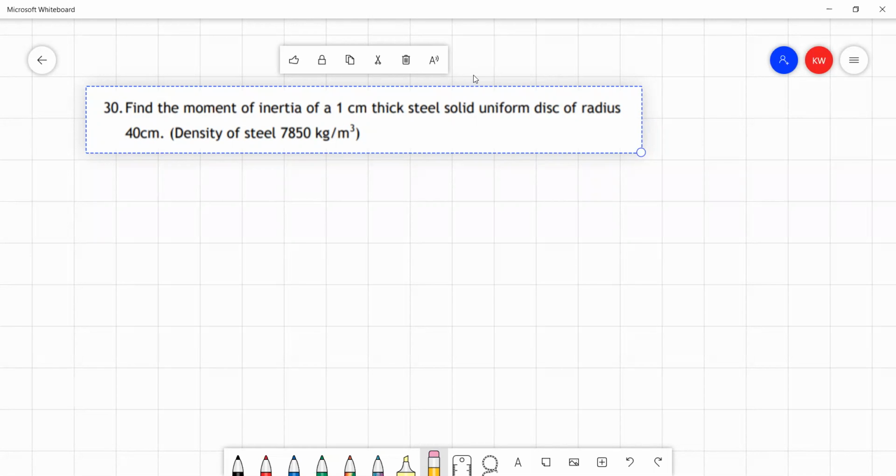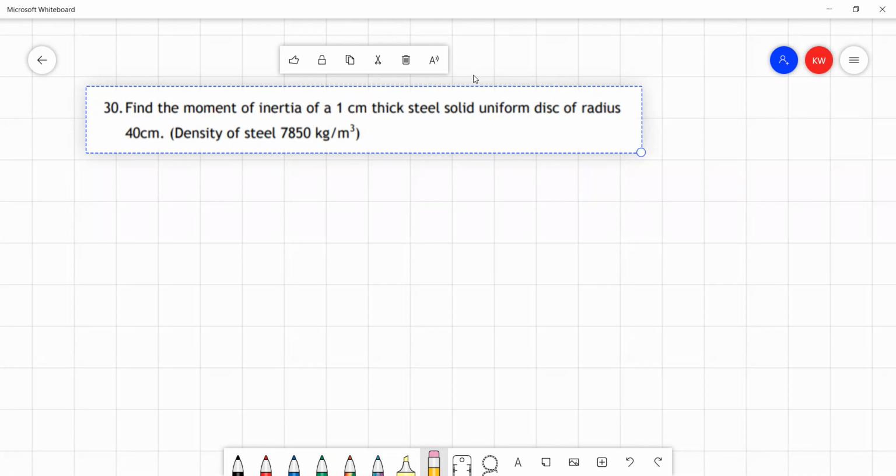This is question 30 from the LO3 tutorial questions for engineering dynamics. Here we have a question where we've been given the thickness of a uniform disk and its radius, and also the density as well. So this should tell us that we're going to be using our formula for density, which involves mass and volume. Now, we don't have the information in the question to get the mass.